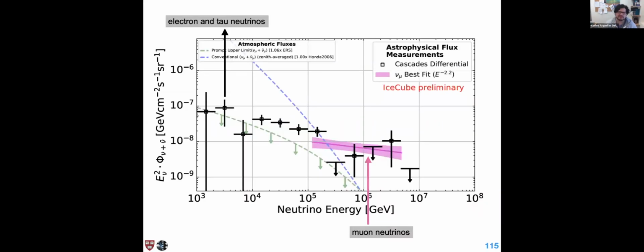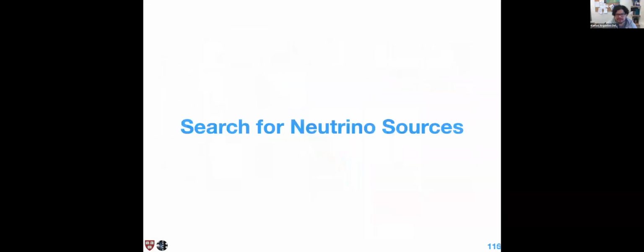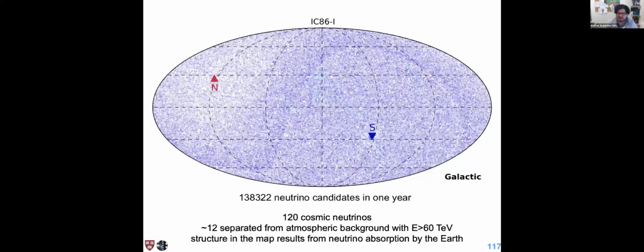And that brings me to a discussion of what's making these neutrinos, which is the last part of this talk. So we see lots of neutrinos every year, more than 100,000 candidates every year. And we need to find a way to see these neutrino sources. The way one can do that is by looking for clustering of these neutrinos in this sky map. Okay.